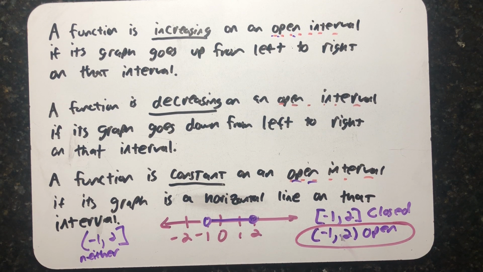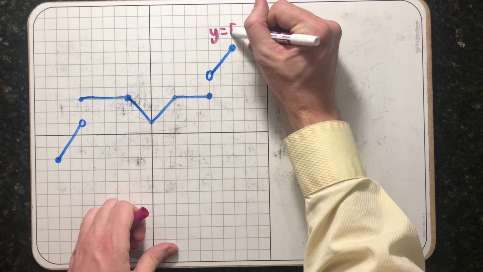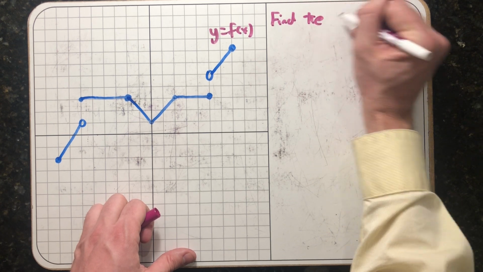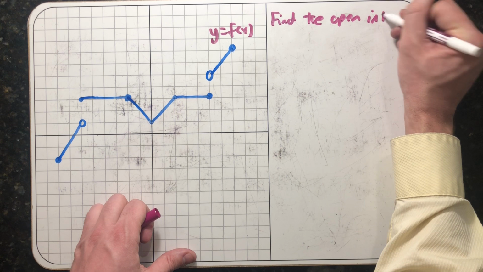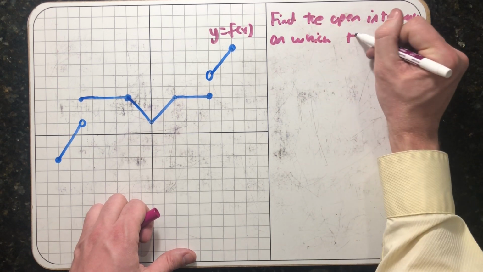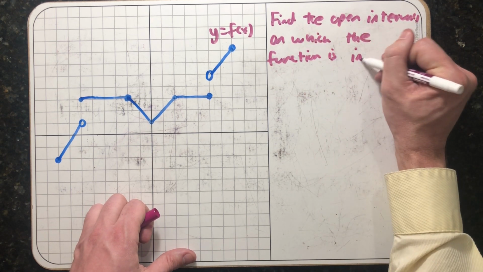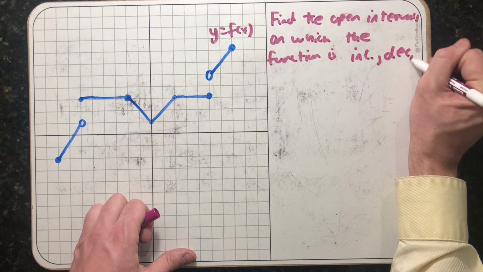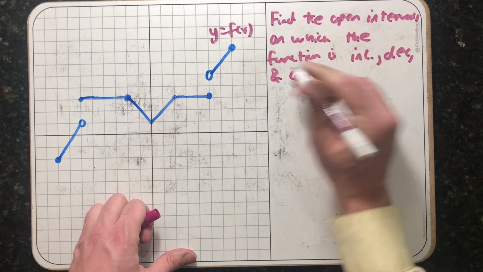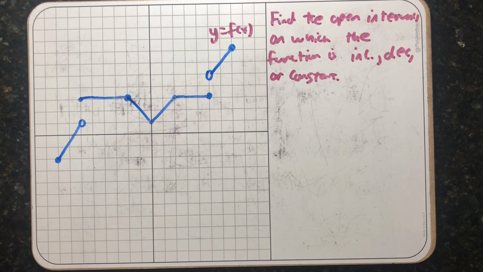Let's take an example. So here I have a function graphed. I'm going to call this function y equals f of x. And I want to find the open intervals on which the function is increasing, decreasing, or constant. I think grammar's better there if it's an or. All right, so I'm looking for all three kinds of things.